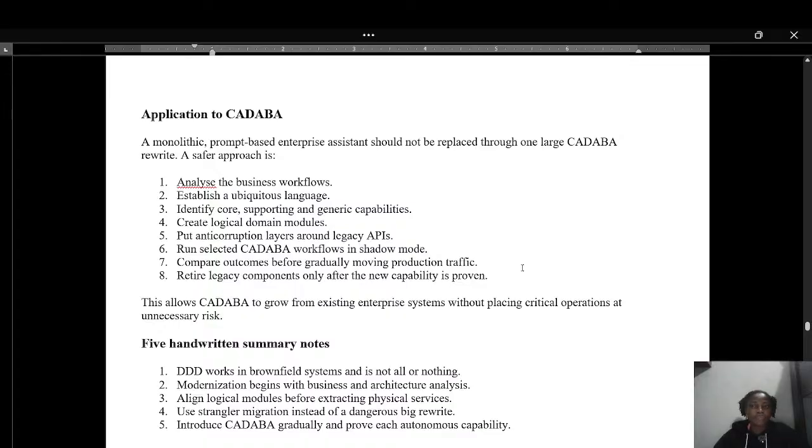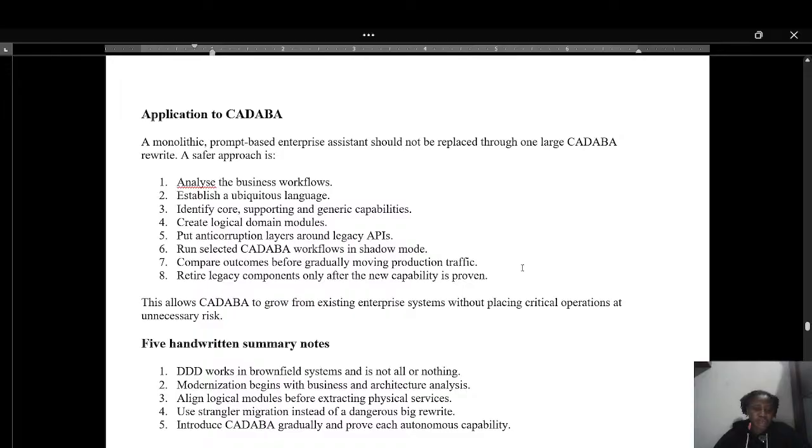So do not rewrite a legacy application because it is old. You can use strangler migration. You can gradually migrate it to a modern application instead of just rewriting it entirely, which can disrupt the business. So how do you apply this when you are building an agentic system?